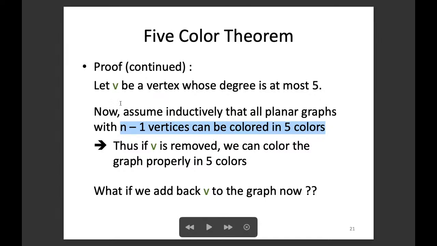So our idea here is that suppose that every n minus 1 vertex graph can be colored properly with 5 colors. Then with n vertices, we first find a vertex V that has a small degree, which is at most 5. We first take away V and all the edges joining V, so that the remaining graph will be 5 colored, and then we put V back and see what will happen.